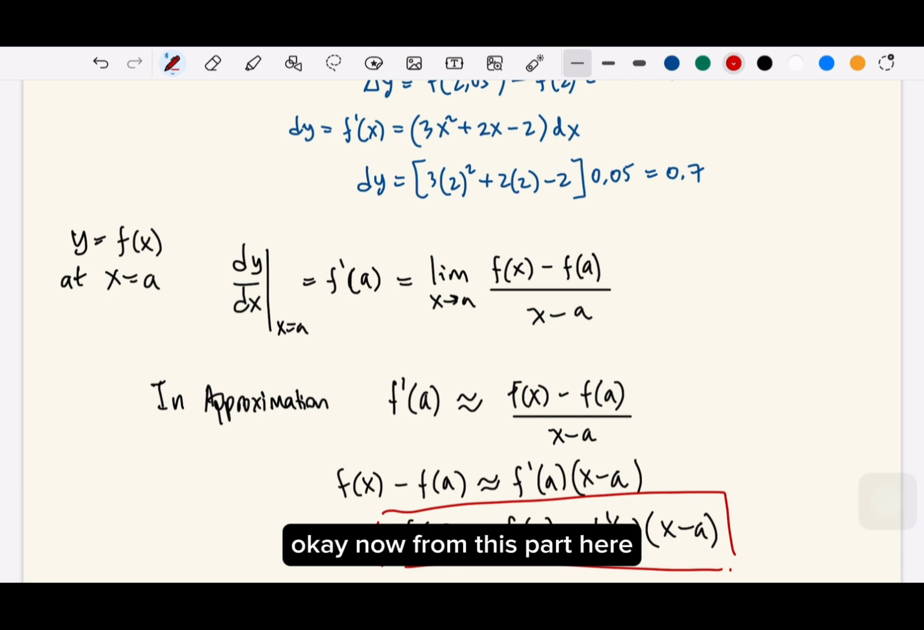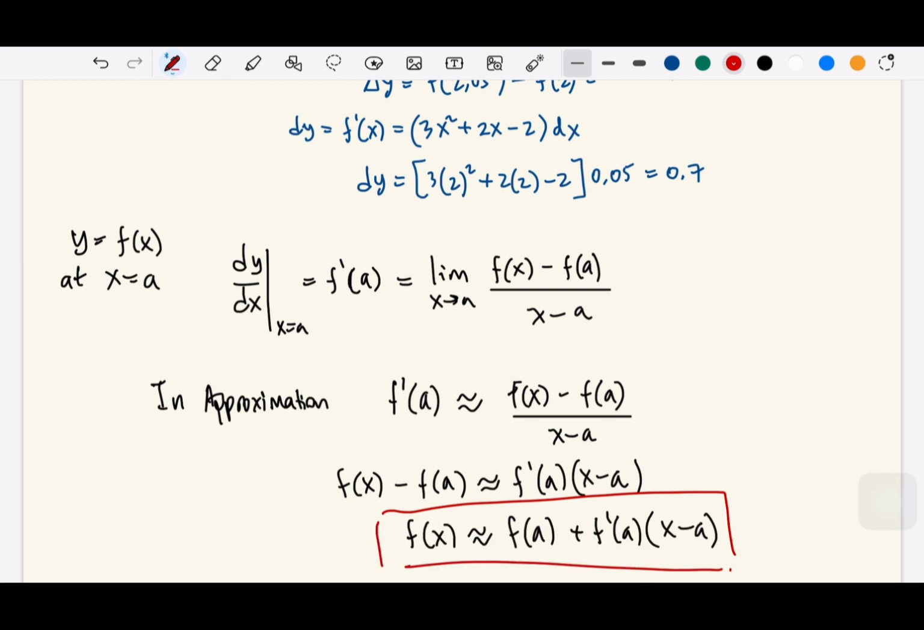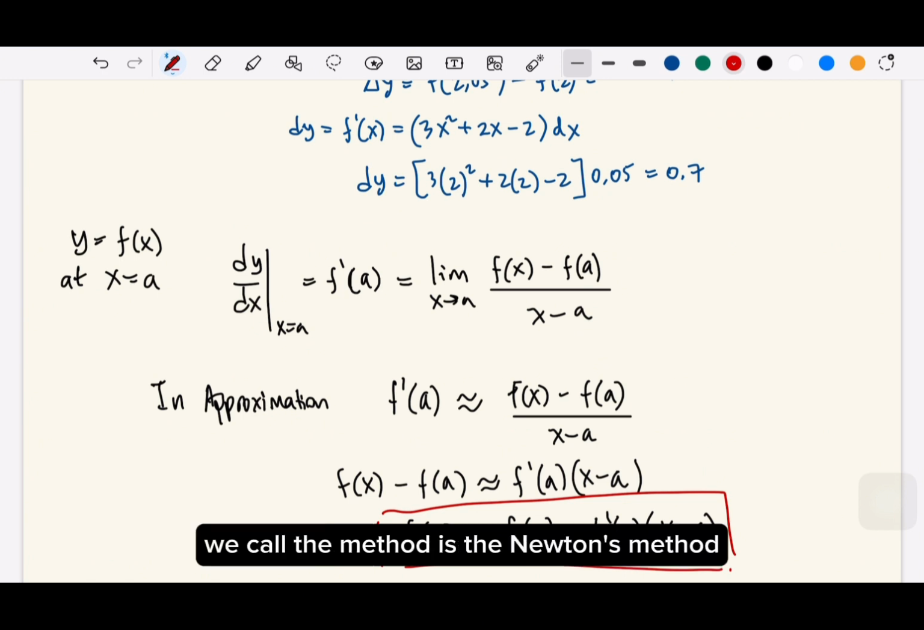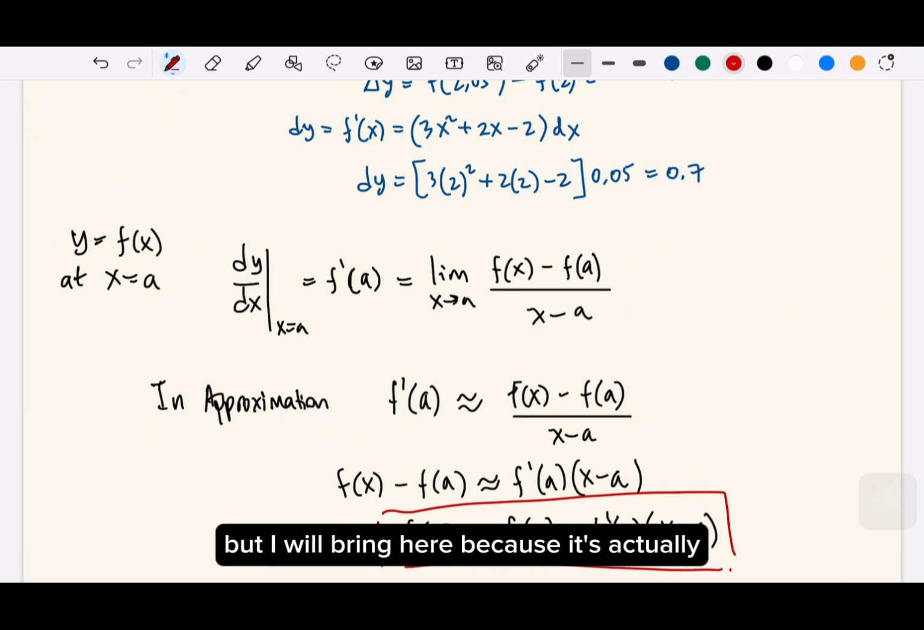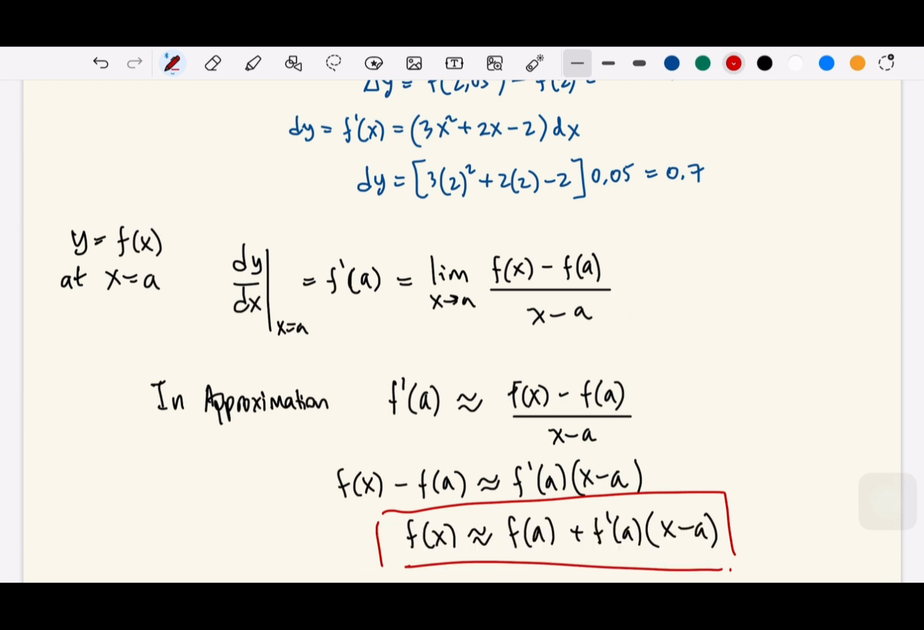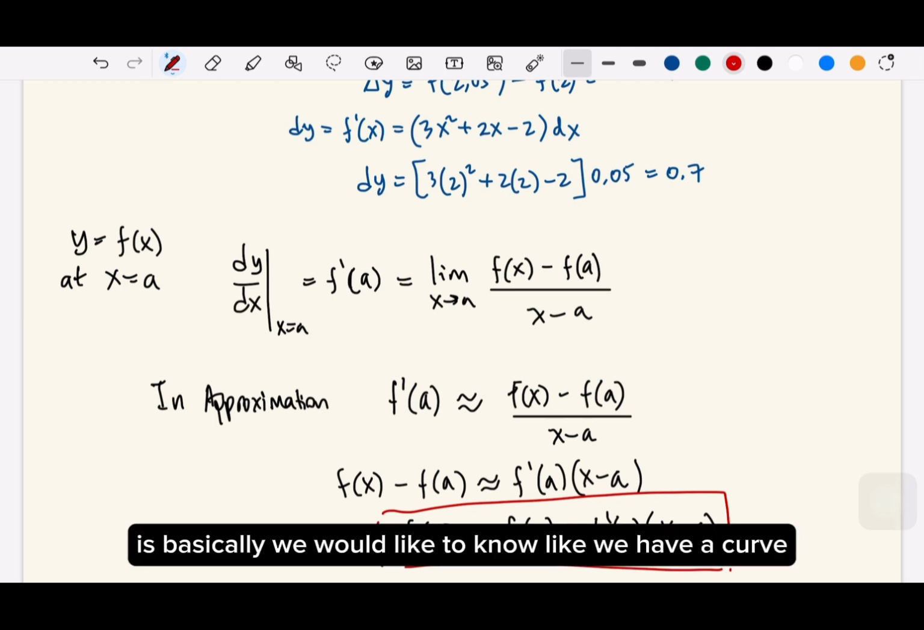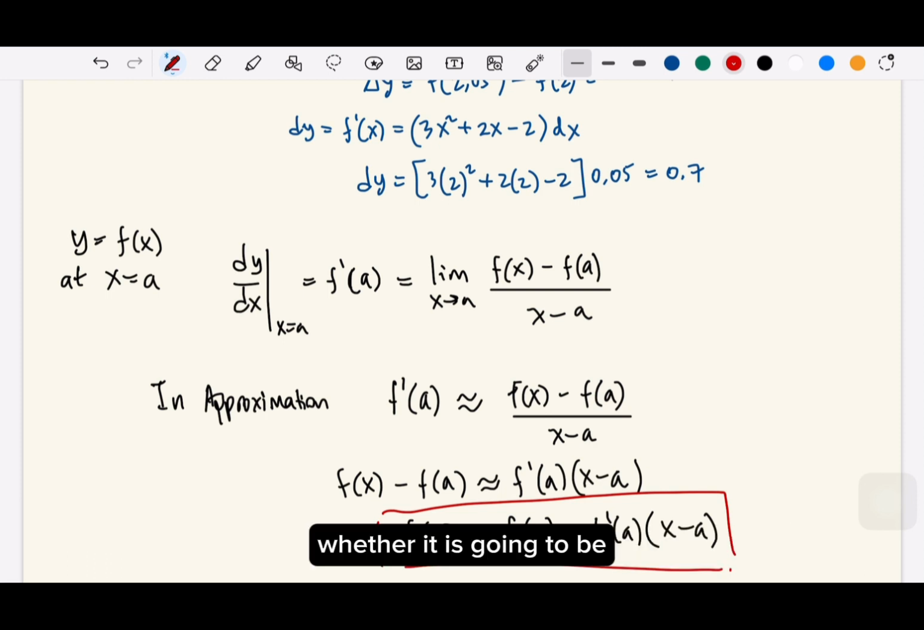Okay. Now from this approximation, I would like to bring in another method using the same principle. We call the method Newton's method. In your textbook, it's in chapter 4, but I will bring it here because it's actually the same principle. So with Newton's method, basically if we have a curve, we would like to approximate the roots of the curve.